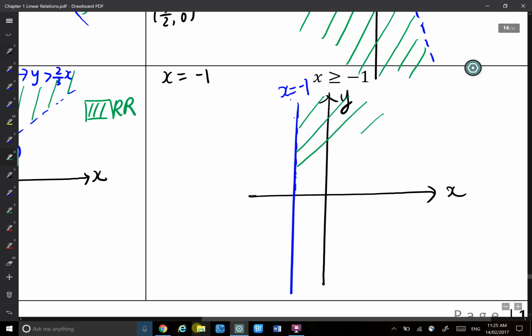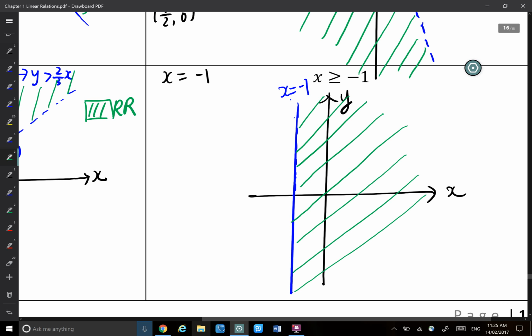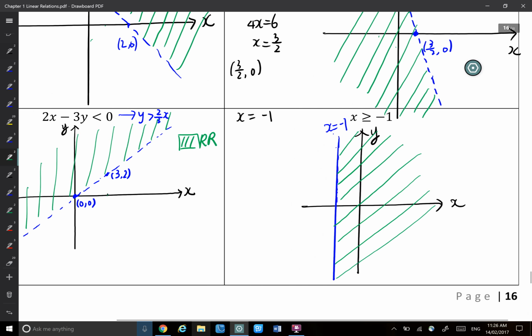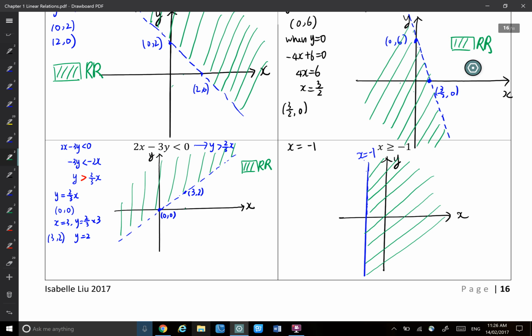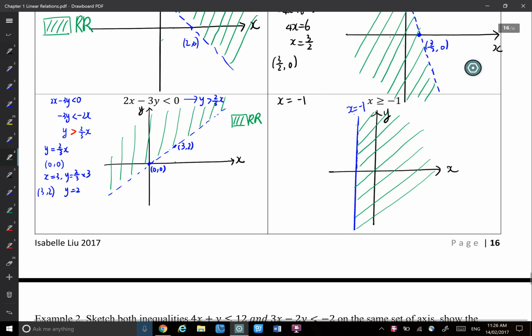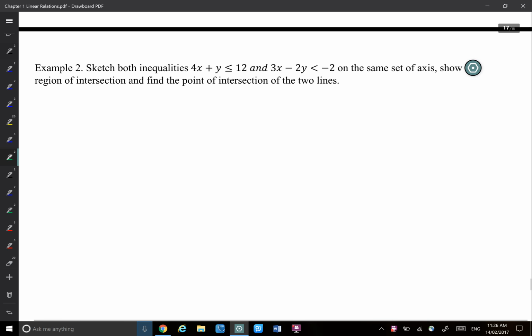All of those areas. Okay, all the points in this region will have x coordinates greater than or equal to -1. Right? I have points 1, 2, 3, 4. The x coordinates are all greater than -1. So that's for one inequality. How about if we have 2 or more inequalities? We can do 2 inequalities and 3 inequalities. The maximum number of equations we have is 3. So this is the basic of how we can sketch areas for one inequality. And let's do the next one.